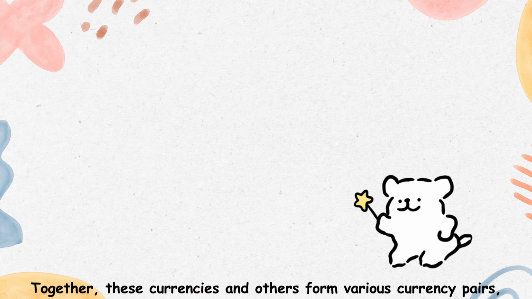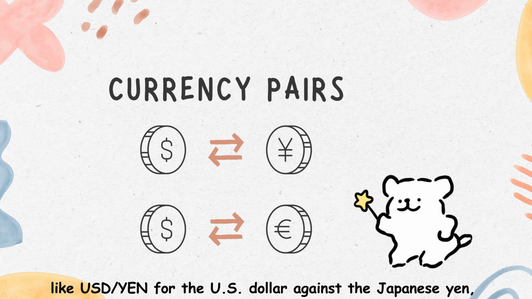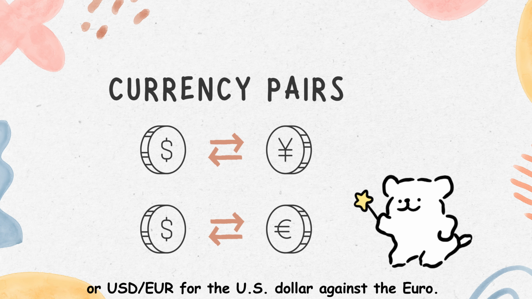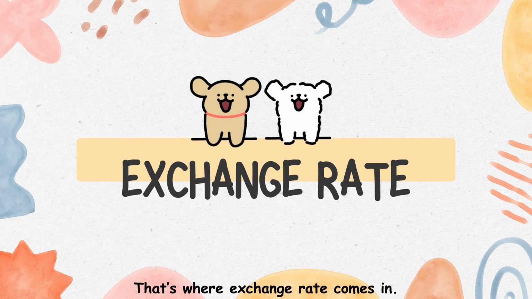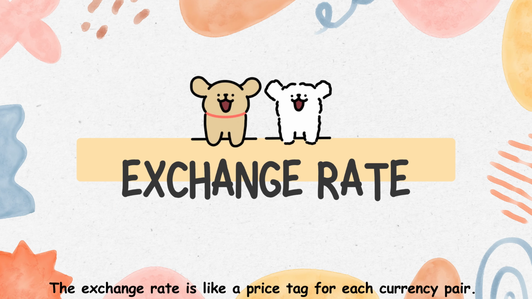Together, these currencies and others form various currency pairs, like USD/JPY for the US dollar against the Japanese yen, or EUR/USD for the US dollar against the euro. So, how do we know the exact value of these currency pairs? That's where exchange rate comes in. The exchange rate is like a price tag for each currency pair.